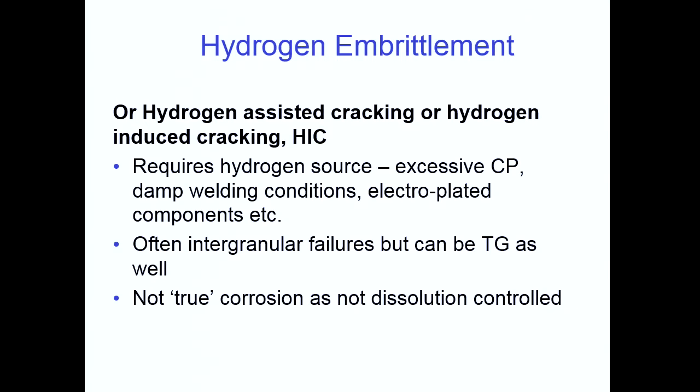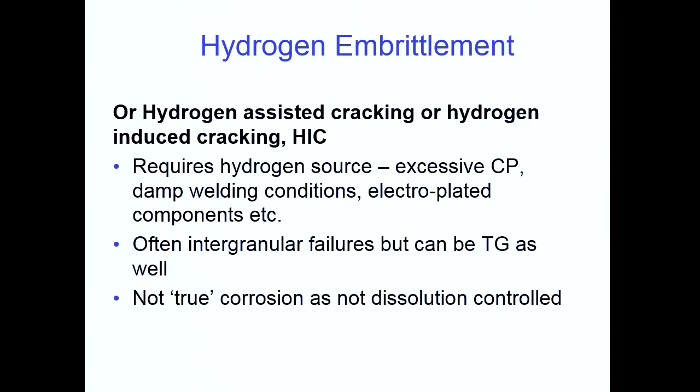When you electroplate components, you cathodically polarise them, and if you get the polarisation slightly wrong, then you can start getting hydrogen absorption. So things like chrome-plated hydraulic pistons and that sort of thing can be a source of hydrogen induction into the material. So you first have to decide where the hydrogen's coming from.